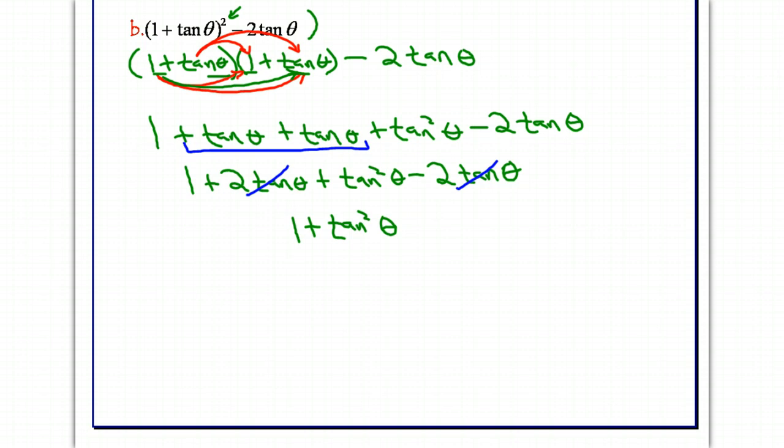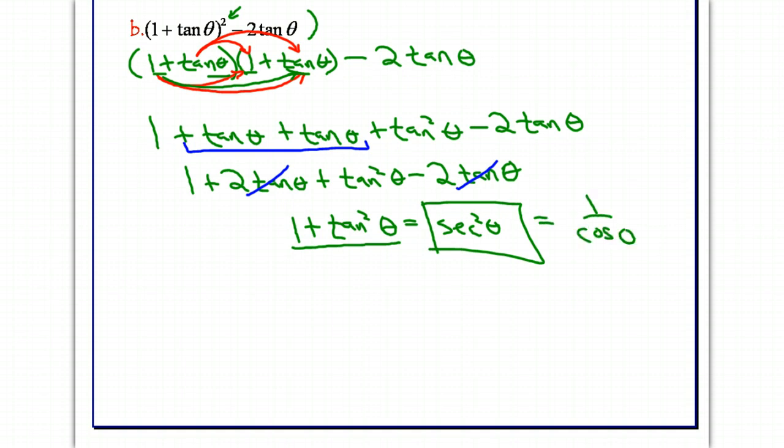Hopefully you're thinking, we're not done yet. 1 plus tangent squared. Look back at your fundamental identities. That is an identity. 1 plus tangent squared is the same thing as secant squared. So we can make it even simpler. And our final answer will be secant squared. If you want it in terms of sines and cosines, you know secant is the reciprocal of cosine. So you could have said 1 over cosine squared as well. Either one of those would be an acceptable answer.